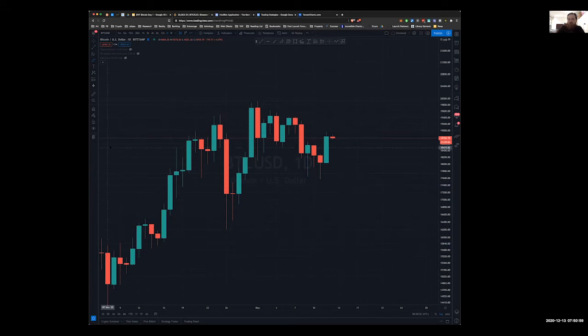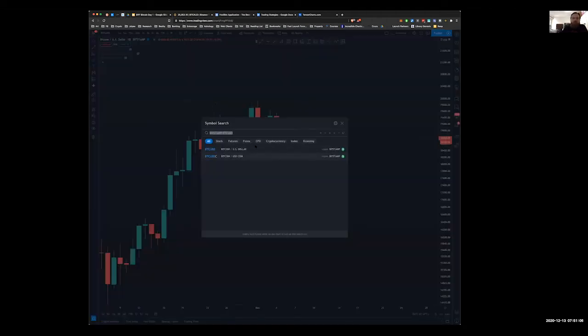Okay, so what we're looking at here is BTC USD. On TradingView, you can type in the coin that we're looking at. I'm looking on the Bitstamp chart, and Bitstamp is an exchange. If I type in BTC USD, it'll actually bring up a whole bunch of different charts, right? Depending on what exchange you're on.